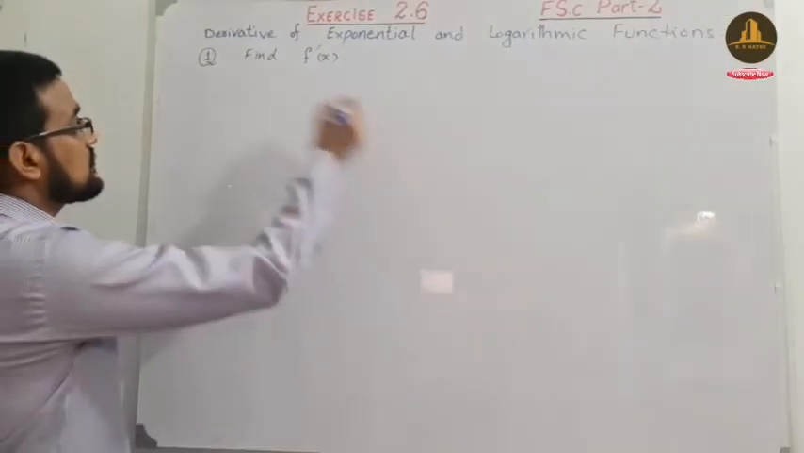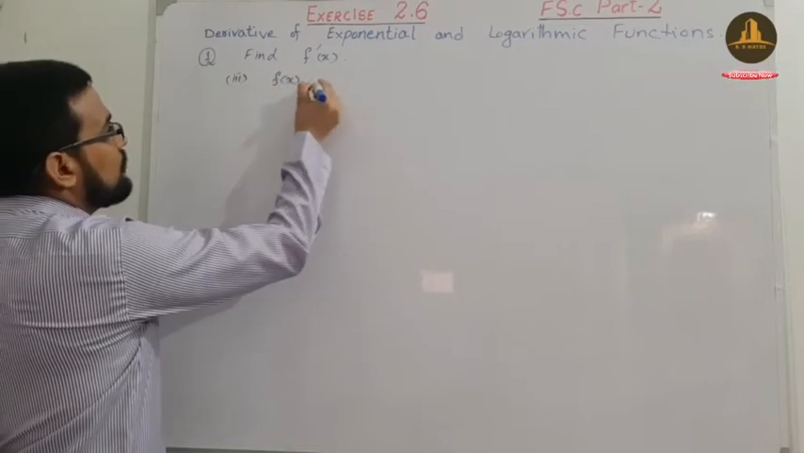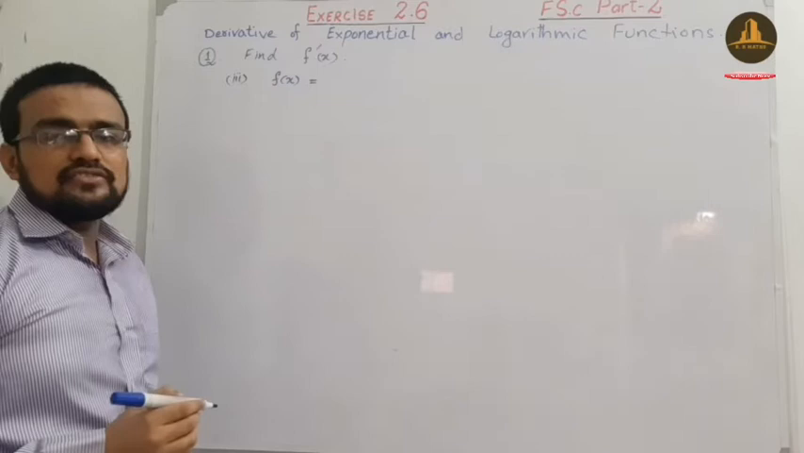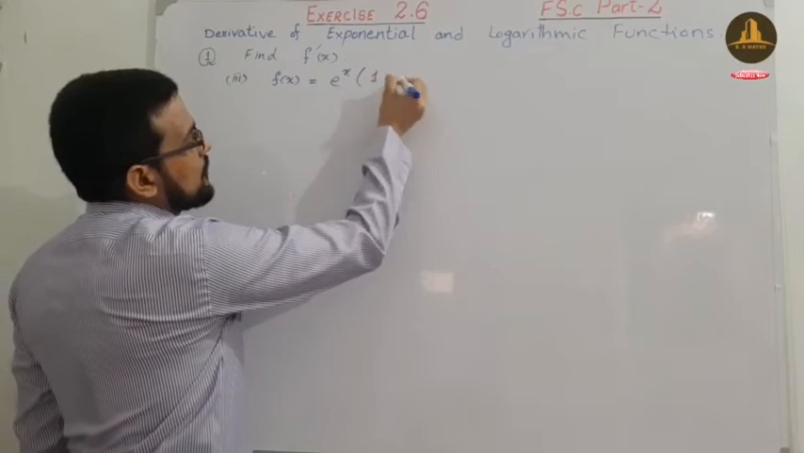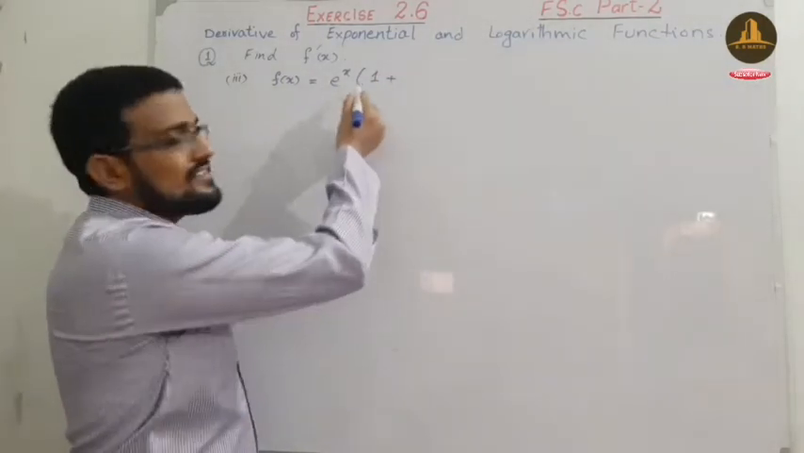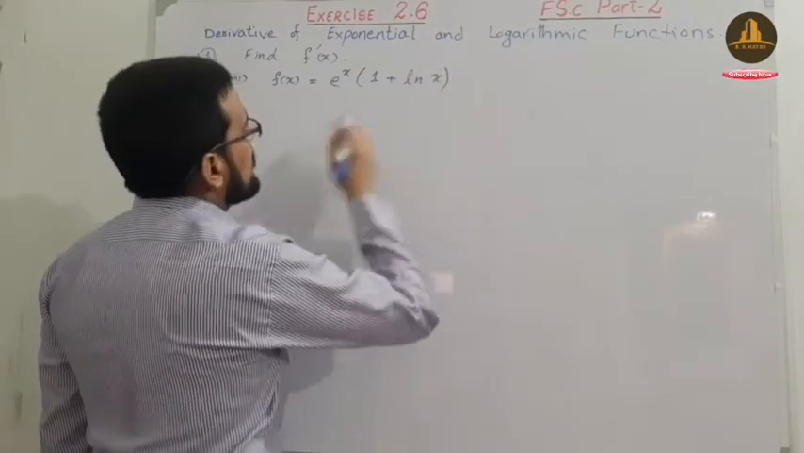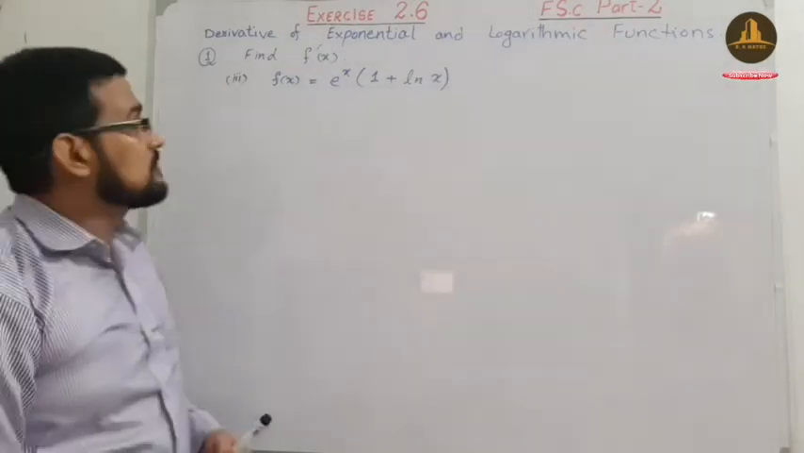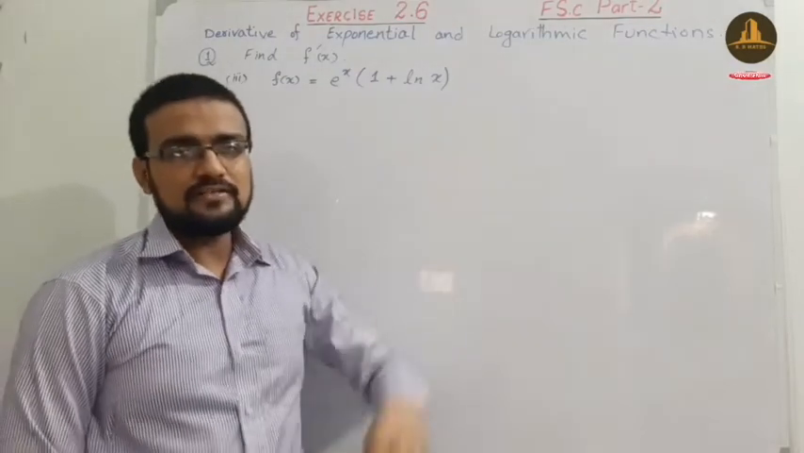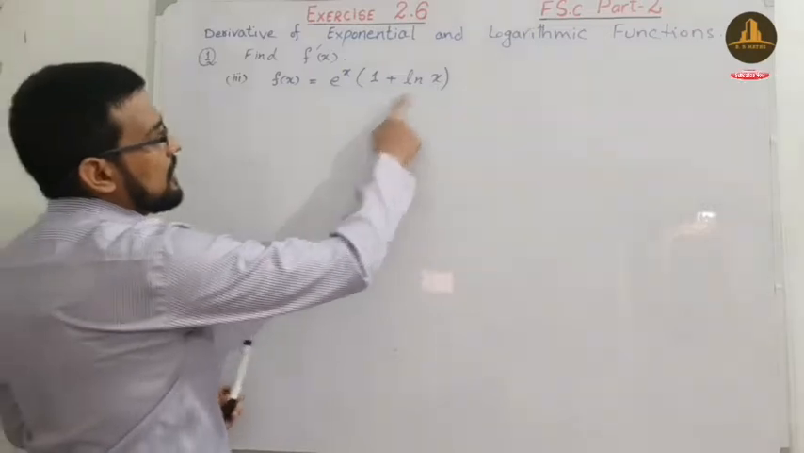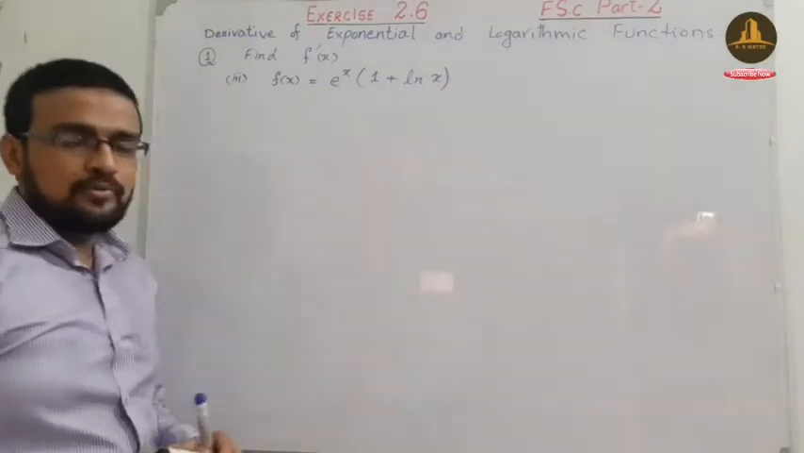The third part is f of x is e raised to power x into 1 plus ln of x. Here, students, both types of functions are given in this question, exponential as well as logarithmic. This is a single term, this is a single term, both are in the form of a product.